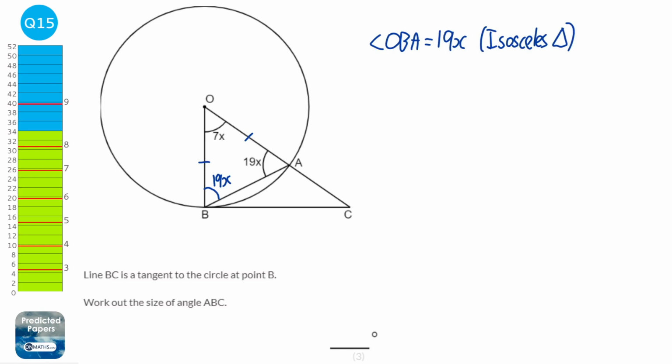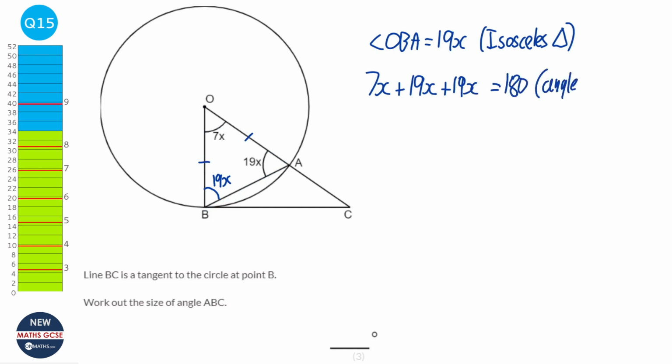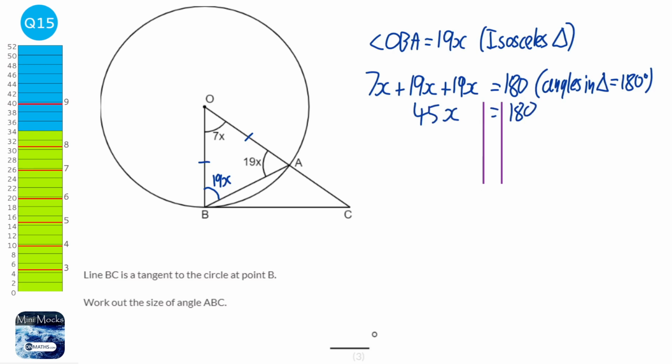Okay, so we know these two are equal. Well, we also can work out x because, as I said before, we have a triangle here, and all angles in a triangle add up to 180. So we've got 7x plus 19x plus 19x equals 180 degrees, and this is angles in a triangle. Try and write out these reasons in full. So that's going to be, was it 45x? Equals 180, and let's get our solving lines in, and we're just going to divide both sides by 45.